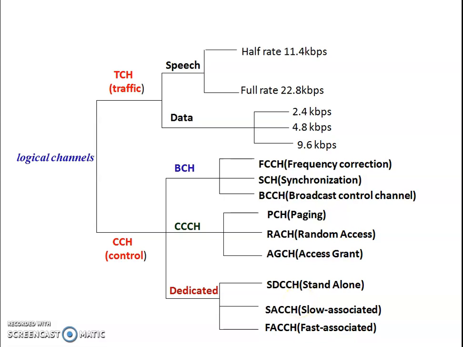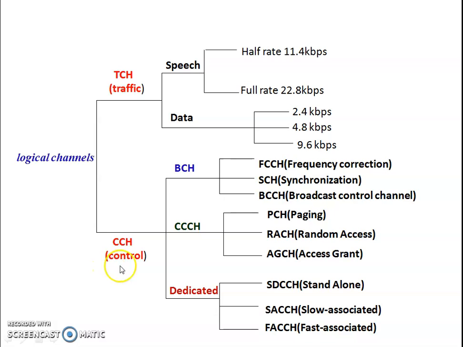This is the distribution of logical channels and their subchannels. Mainly, the logical channel is divided into two: the control channel and the traffic channel. The traffic channel can be used for two different purposes, one is speech and another is data. For speech, half data rate is 11.4 kbps and full data rate is 22.8 kbps. If it is for data, it is 2.4, 4.8 and 9.6 kbps.